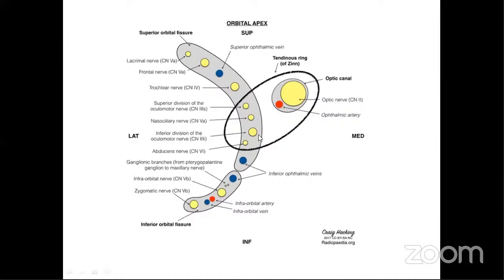So here we can see this is the superior orbital fissure, and this is the ring which I was talking about, with the optic canal inside as well. Here we saw the superior division and the inferior division of the oculomotor nerve, with the nasociliary nerve in between them and the abducens nerve below them. So these three nerves pass within the ring, while there are three nerves outside the ring as well, which are lacrimal and frontal, both of them divisions of the ophthalmic division of the trigeminal nerve, while we have the trochlear nerve outside the ring as well in the superior orbital fissure. The contents of the superior orbital fissure can be remembered easily this way: three nerves outside the ring, three nerves inside the ring, with two veins, the superior ophthalmic vein and the inferior ophthalmic vein.